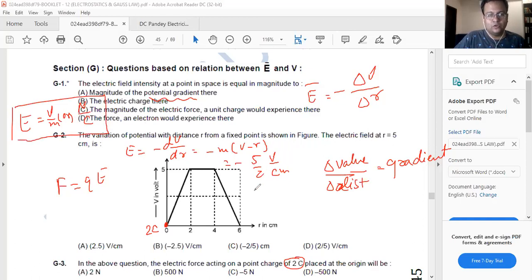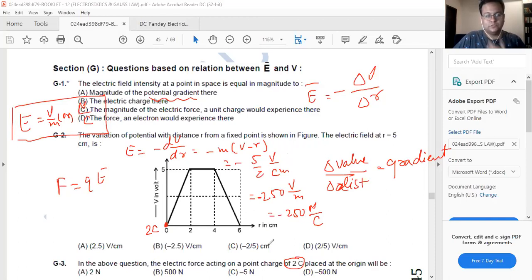So we will first convert volts per centimeter to volts per meter. How will we convert? I'll multiply it by 100. In 1 centimeter distance there is a 2.5 volt change, so in 100 centimeters there will be a 250 volt difference. So 250 volts per meter. See if you're clear with this. Which is also 250 newtons per coulomb. Volts per meter can be replaced as newtons per coulomb.